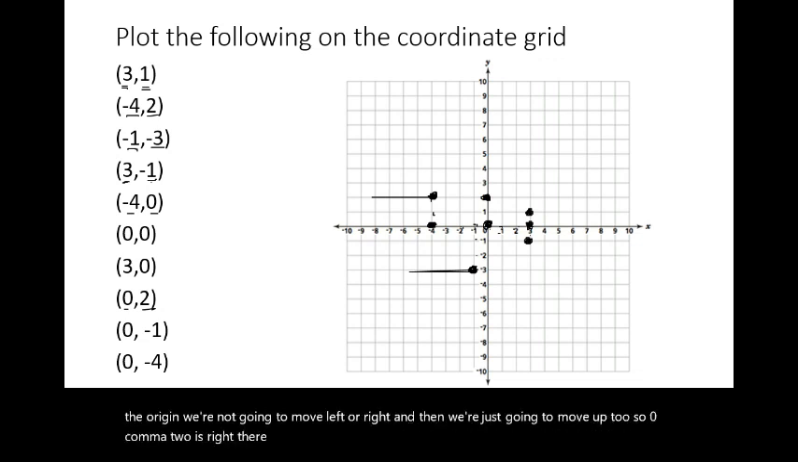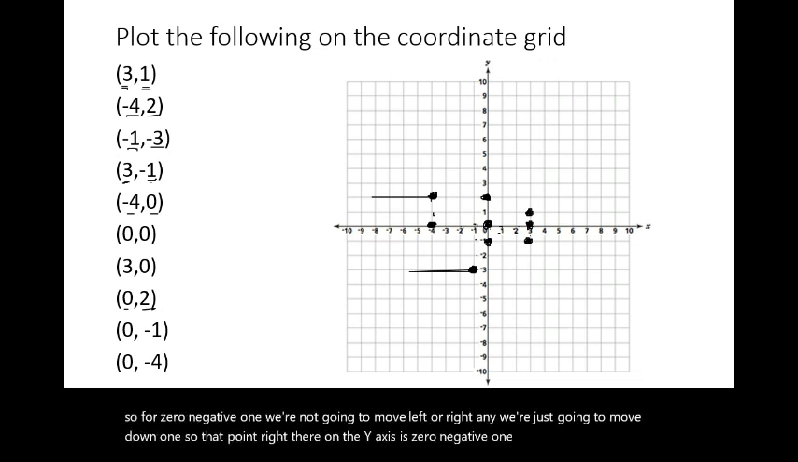So for 0, negative 1, we're not going to move left or right any, we're just going to move down 1. So that point right there on the y-axis is 0, negative 1. Then for 0, negative 4, we're not going to move left or right any. We're going to just move down 4. And that right there is 0, negative 4.